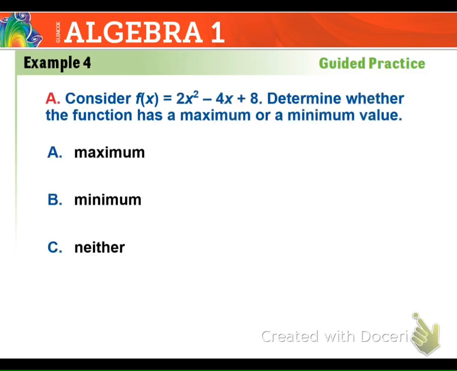So let's go determine for this one if it has a max or min value, so then we can go and evaluate the other parts of it too. So go do that right quick. A, B, or C, choose max, min, or neither. So you should have gotten A, a minimum, okay?